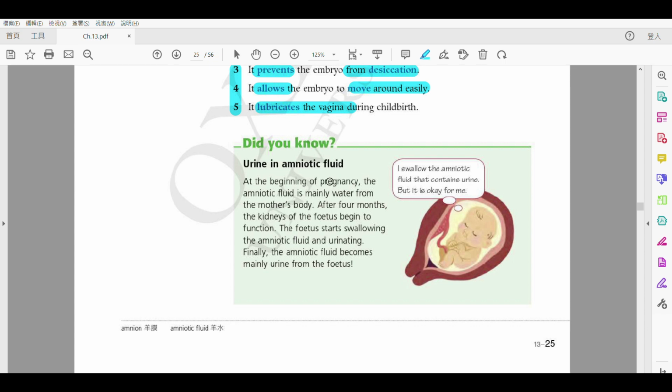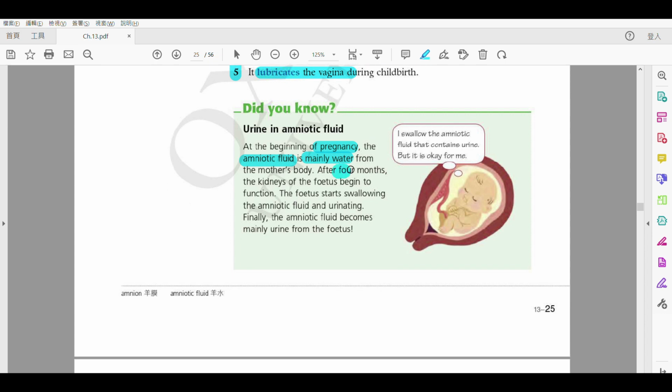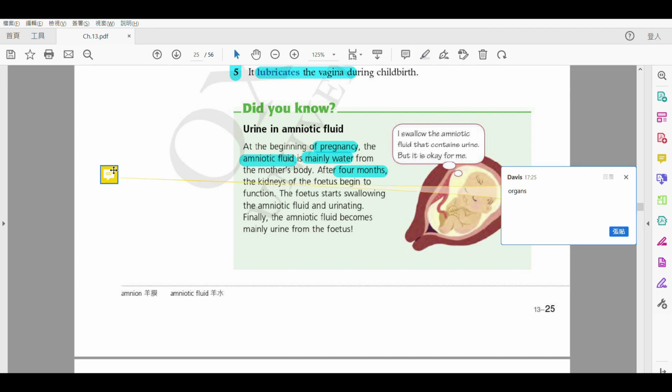好啦，咁然後就會講咯喎。At the beginning of your pregnancy 啦，其實 most of the amniotic fluid 都只係 water 嚟嘅，即係 mainly water from the mother。但係啦，after 4 months, that means 其實 the baby starts carrying out respiration, 佢開始進行緊 respiration 啦，佢嘅 organs 就係器官啦。The baby's organs start to function, 開始去進行一啲嘅功能啦，begins to function。OK，開始去運作啦。And then what will happen?